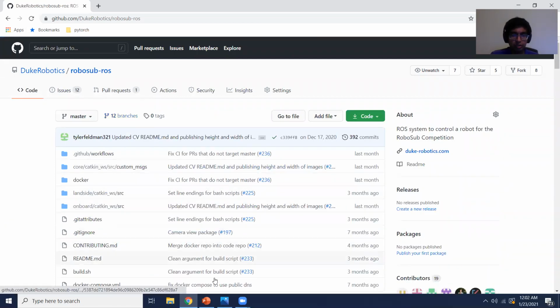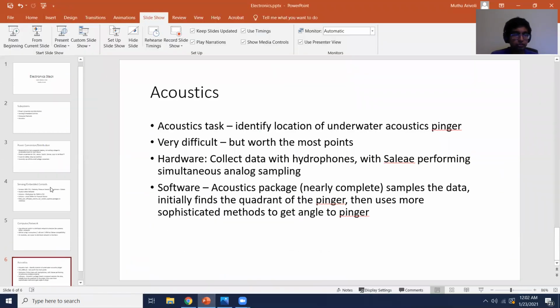And so, yes, that is all for the electronics stack. This is basically a general overview, and I hope you got a basic understanding of how the electronic stack works.